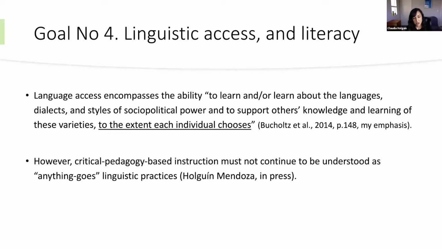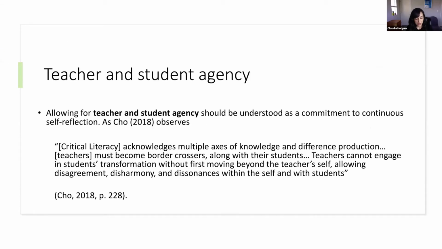However, critical pedagogy-based instruction must not continue to be understood as anything goes, right? So many times I have heard people telling me, but there is going to be anarchy in the classroom. Anything is valid. Well, this is a fallacy. This is not true. Teacher and student agency does not equal anarchy in the classroom. Allowing for teacher and student agency should be understood as a commitment to continuous self-reflection.